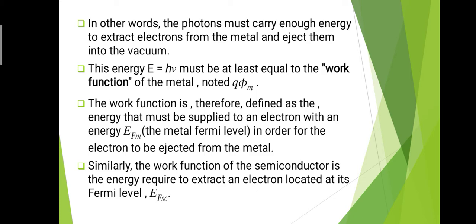We know that light consists of a number of photons, and each photon has energy E equal to h nu, where h is the Planck constant and nu is the frequency, or simply we can write E equal to hc by lambda in terms of wavelength. So in order to eject the electrons from the metal, we have to consider an incident photon with a particular wavelength, and the amount of energy required to eject the electron from the metal is known as the work function, which is denoted by q phi m.